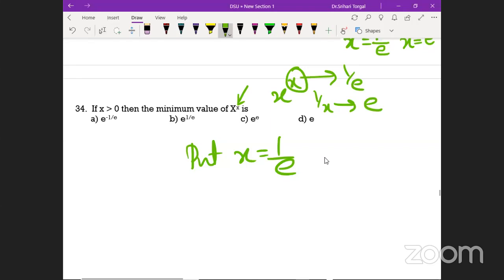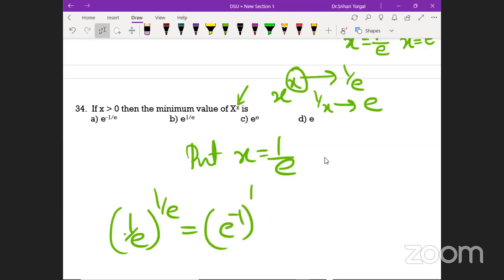If you put x equal to 1 by e here, 1 by e whole power 1 by e. What is the answer now? 1 by e whole power 1 by e. You can take the reciprocal, e power minus 1 whole power 1 by e. E power minus 1 by e. Option A is the right answer.